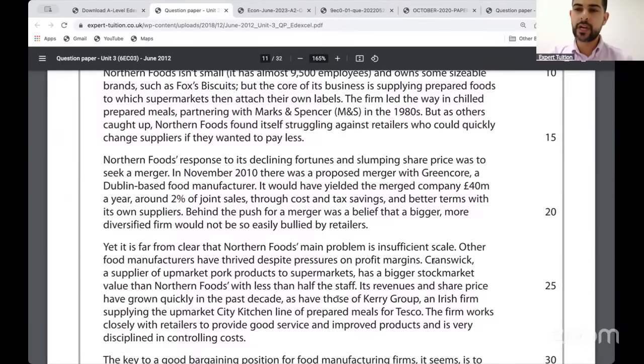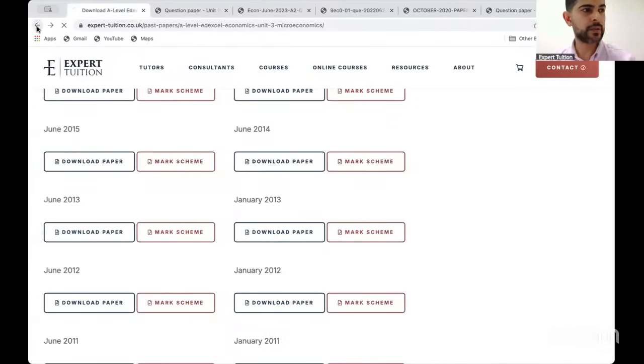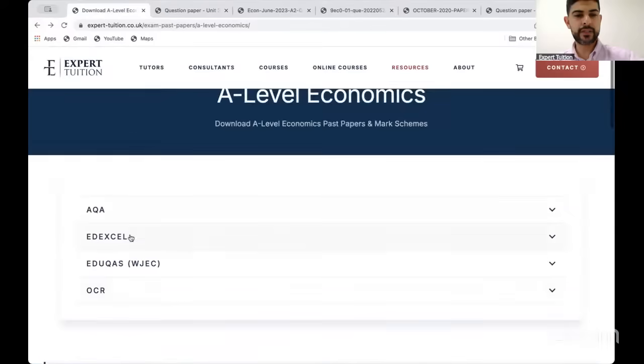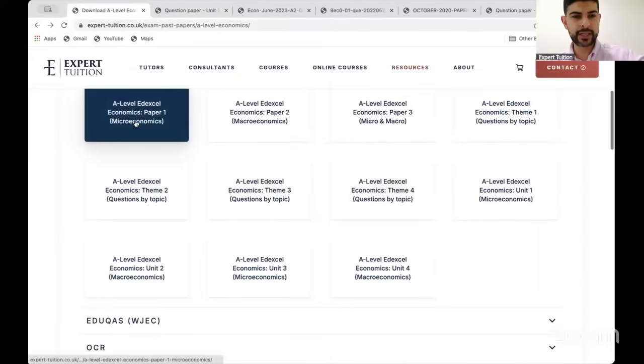But the alternative type of question is the effect of monopsony power on a market, or on key players. So again, if I go back to the papers, and this time I'm going to do June 2017. June 2017 has a whole extract again about supermarkets.